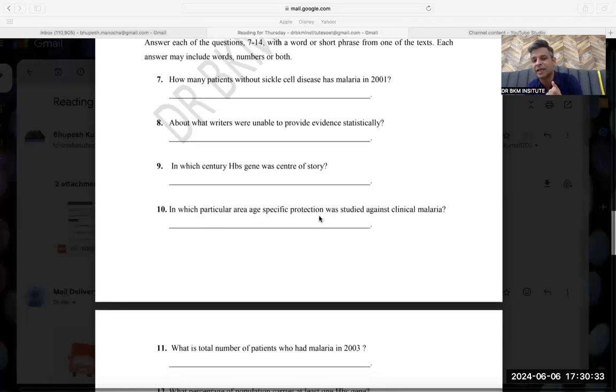In which particular area was a specific point against clinical malaria? Clinical malaria can be given in C because they were talking about Kenya. It most probably would be given in A or B, but at least D I will not search, because D paragraph is about conclusions. Still, I am saving time.